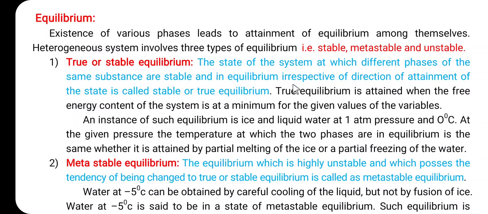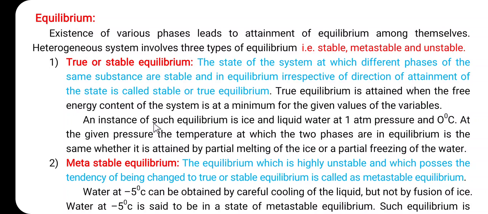So let us consider them one by one. The first one is the true or the stable equilibrium. The state of the system at which different phases of the same substance are stable and in equilibrium, irrespective of the direction of attainment of the state, is called the stable or the true equilibrium. True equilibrium is attained when the free energy content of the system is at the minimum for the given values of the variables.